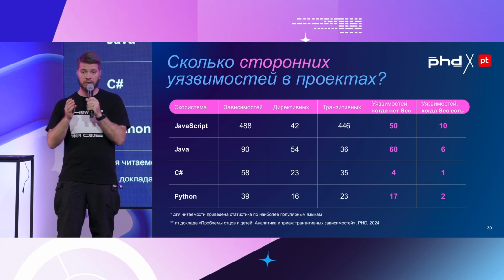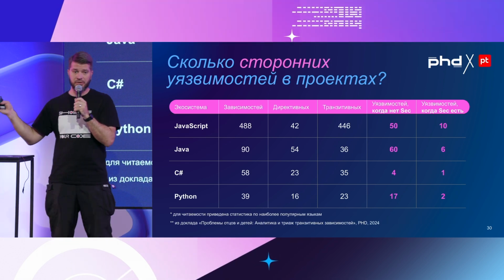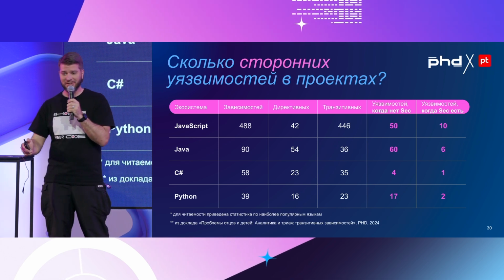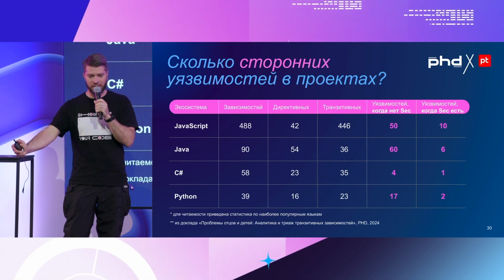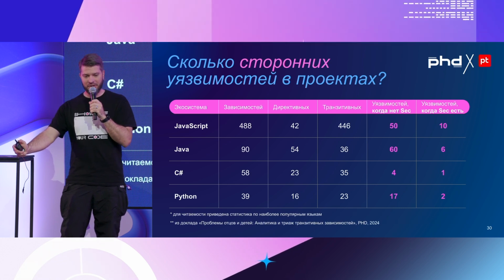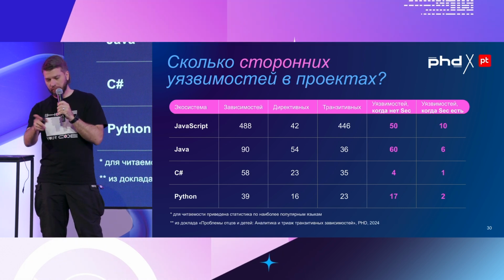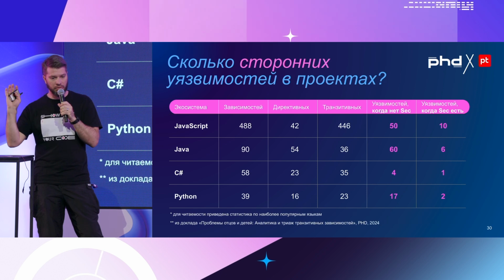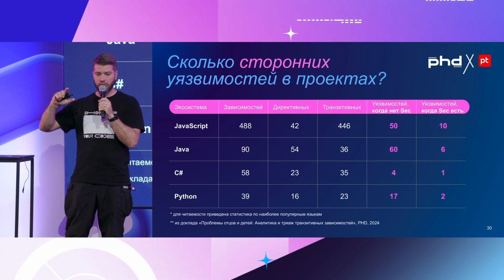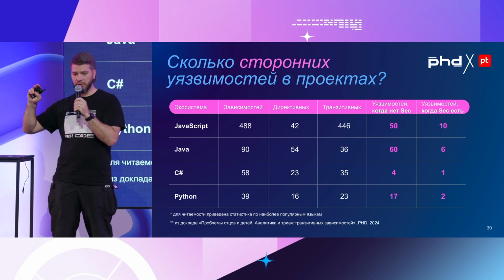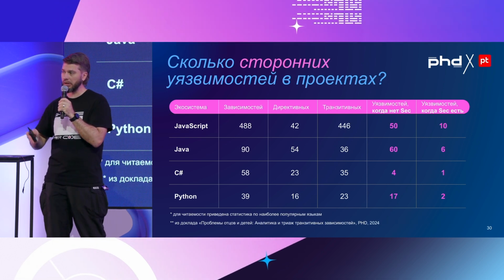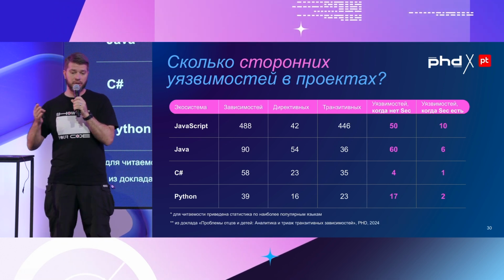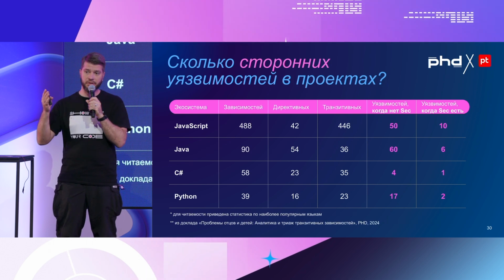If it's JavaScript, the dependencies are many, almost 500. I saw 15,000 dependencies in real life. You can deal with it, but then recertify your developers, right? Other languages, Java, C#, Python, dependencies are fewer, but there are still some vulnerabilities, as you can see to the right.